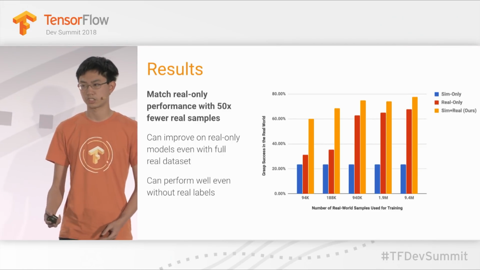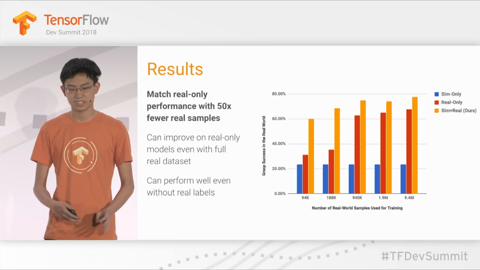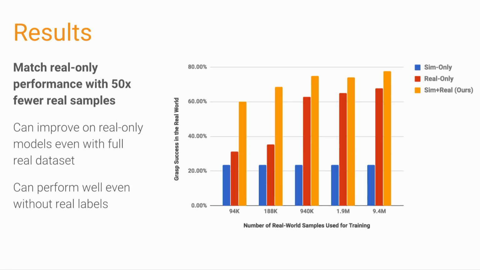So to explain this chart a bit, on the x-axis is the number of real-world samples used, and we compared the performance of different methods as we vary the amount of real-world data given to the model. The blue bar is our performance when we use only simulated data. The red bar is our performance when we use only real data. And the orange bar is our performance when we use both simulated and real data and the domain adaptation methods that I've been talking about.